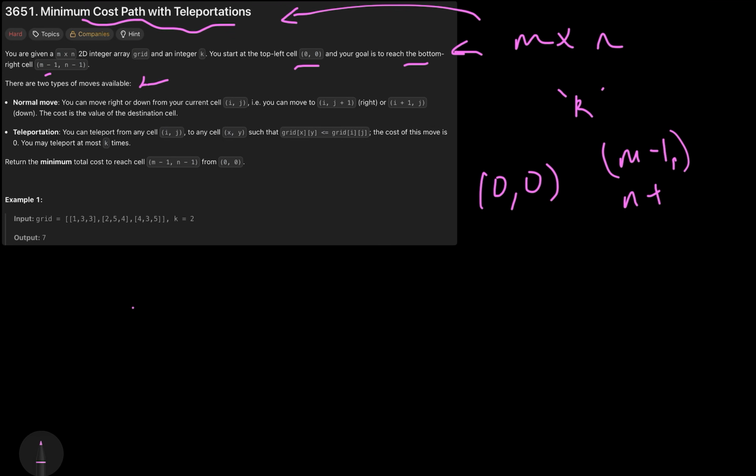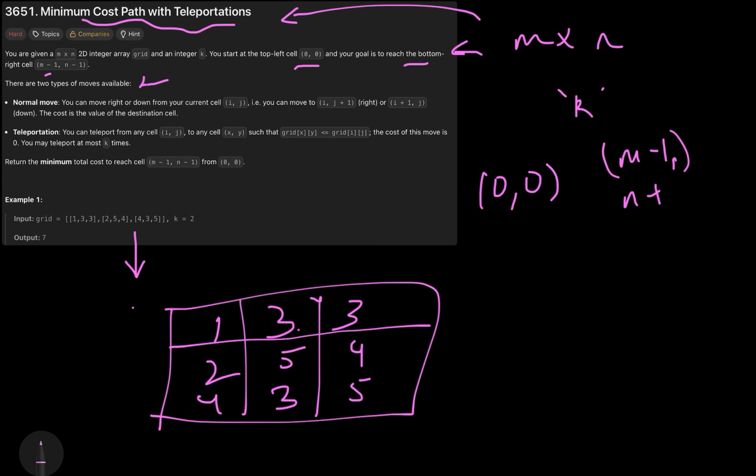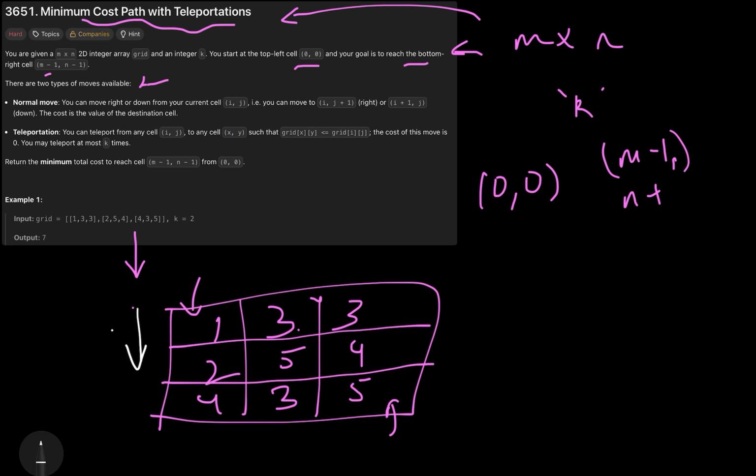And what are the moves available? We can move right or down from the current cell, and the cost is the value of the destination cell. Suppose we see this example, here our grid is given as 1 3 3, 2 5 4, and 4 3 5. This grid is given. So we have to move from this cell to this cell. Now we can move either down or right.